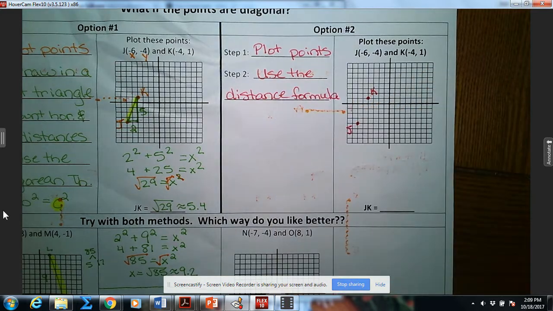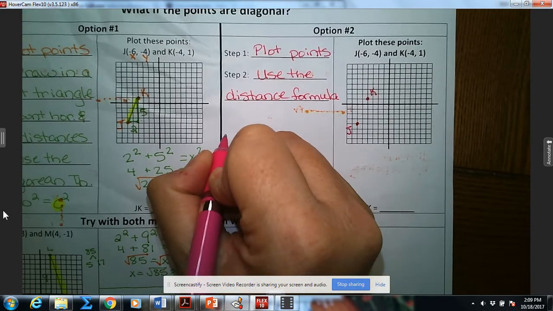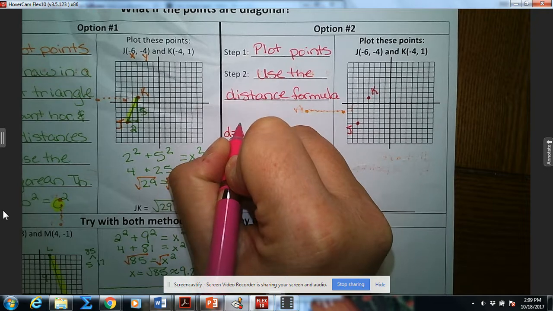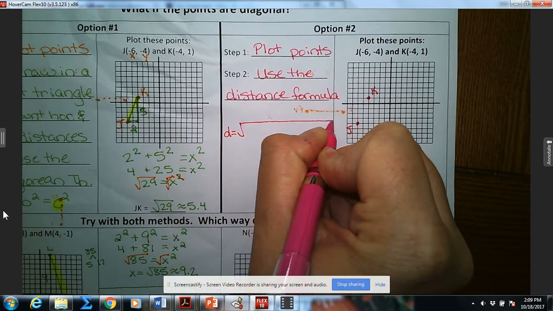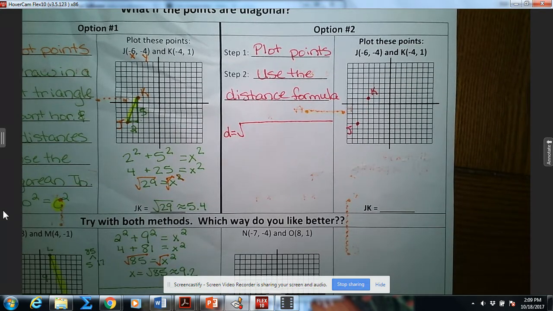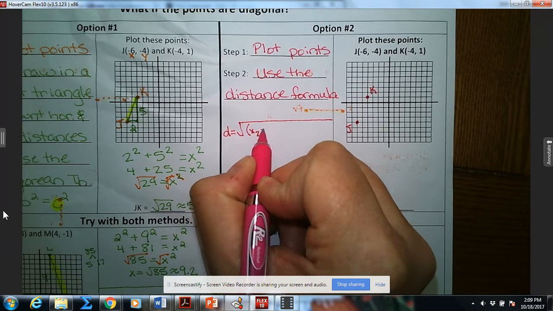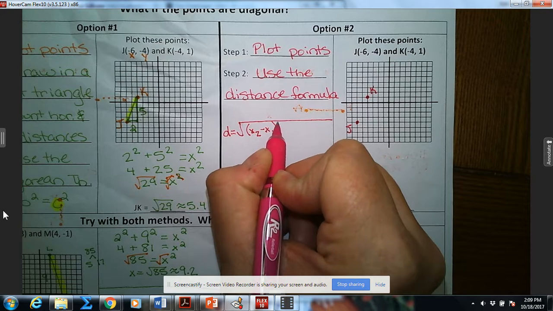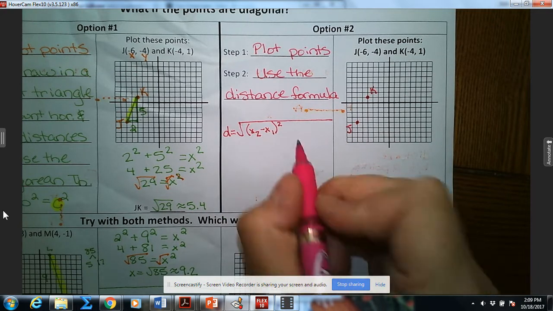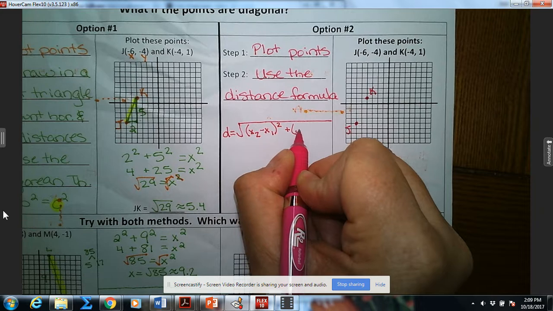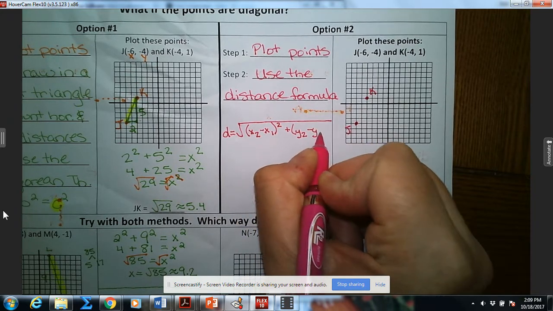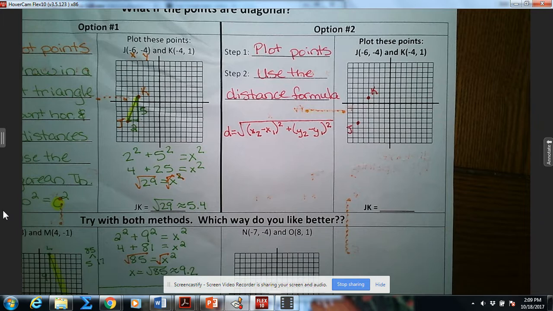Okay, write this down very carefully. Distance formula is D for distance is equal to a giant square root, everything in the formula is underneath this square root, of x2 minus x1 squared plus y2 minus y1 squared.